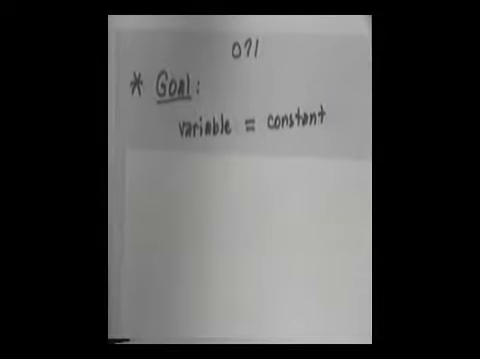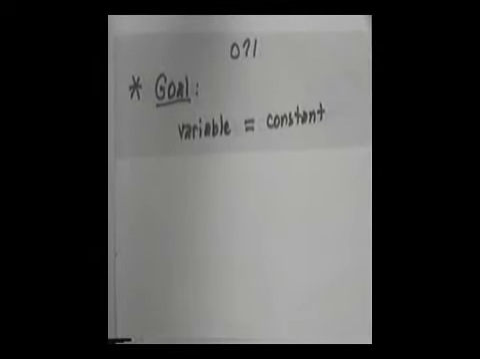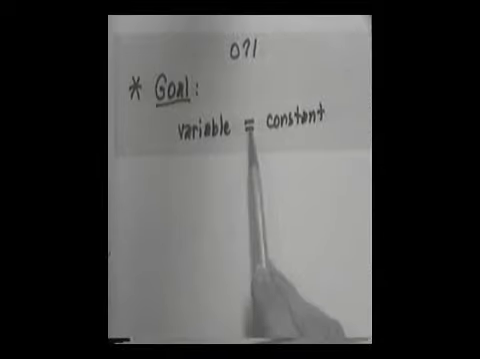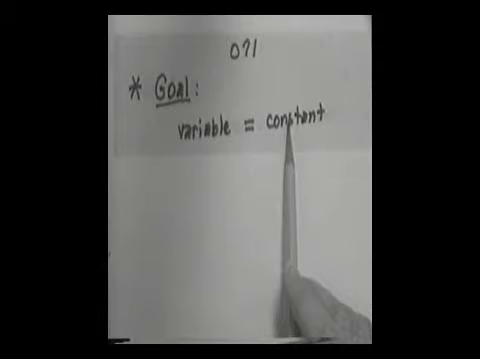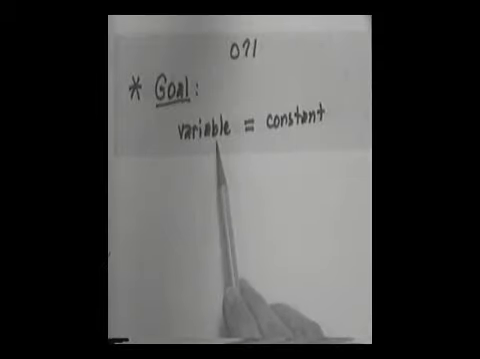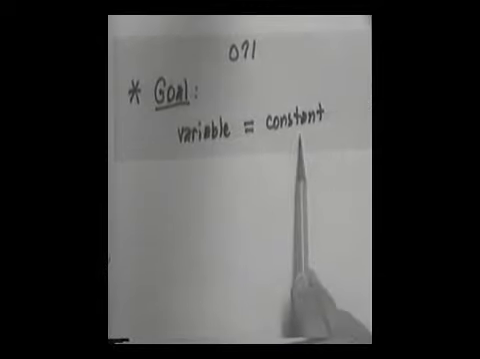The next thing we need to recognize is that the goal in solving an equation is to have the very simple form variable equals constant. Whatever the variable is in the problem must be entirely by itself on one side of the equation. Variable on one side of the equation by itself equals constant on the other side of the equation by itself.